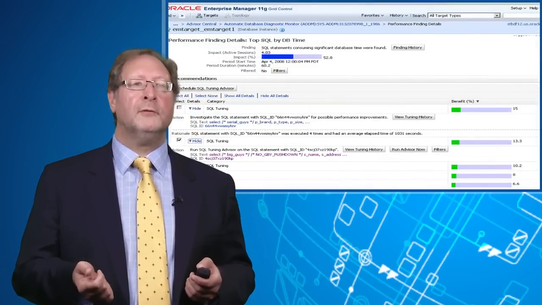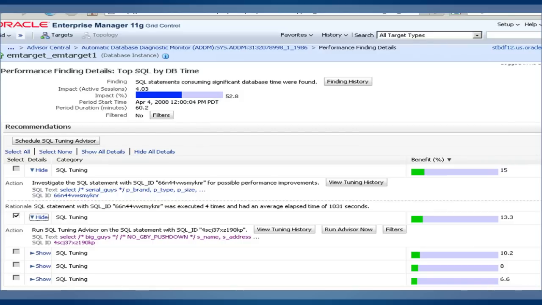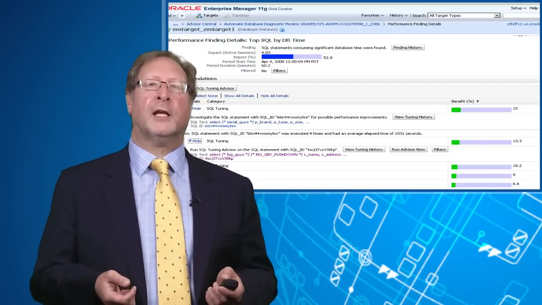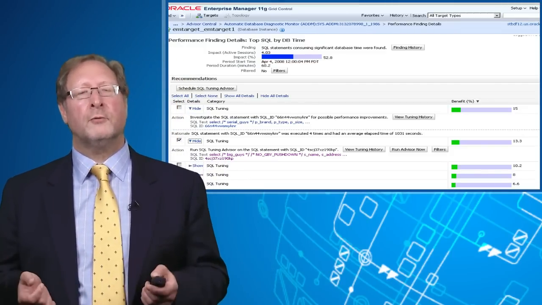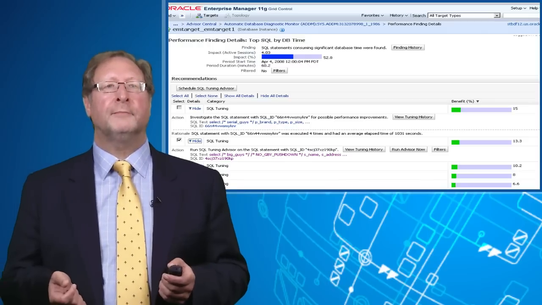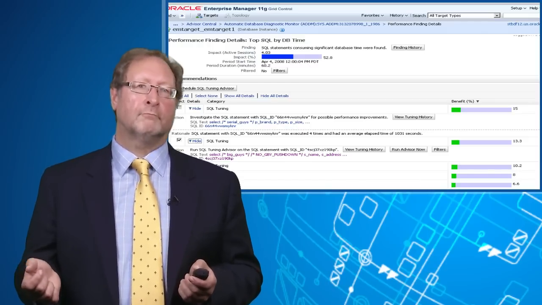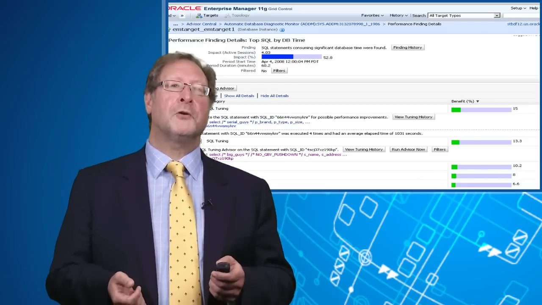When we drill down, we can see that the recommendations that we get also indicate how much database time we would hope that doing the particular action is going to save. Now for a SQL, and tuning a SQL, that's kind of hard to guess. So I think we just assume that you're going to be able to make it run 100% faster, so taking no time at all.